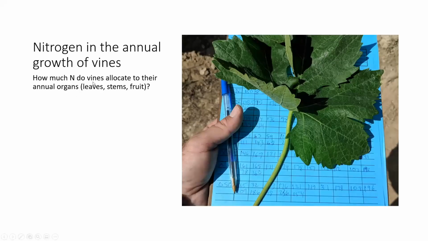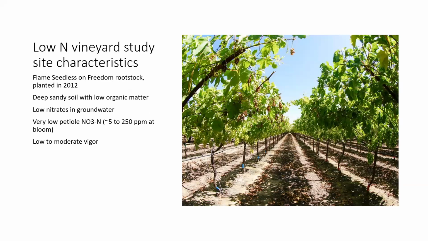So first, we'll talk about nitrogen and the annual growth of the vines, and specifically how much N do vines allocate to the annual organs, which include the leaves, the stems, and the fruit. So I'm going to give 2 examples from a vineyard that had a low background N status when we started the study. And we'll talk about that first. And then I'll show you some slides of similar data from a vineyard that had a high N status when we started the study.